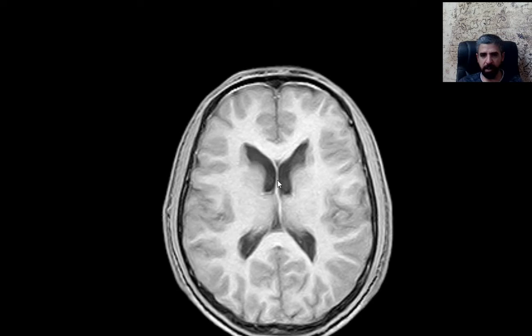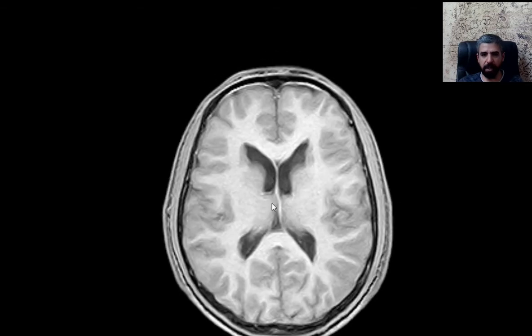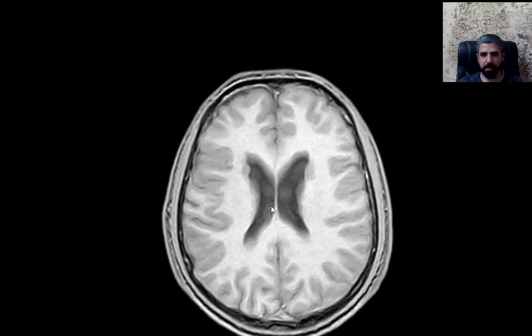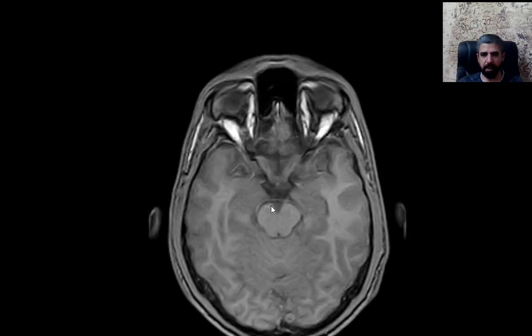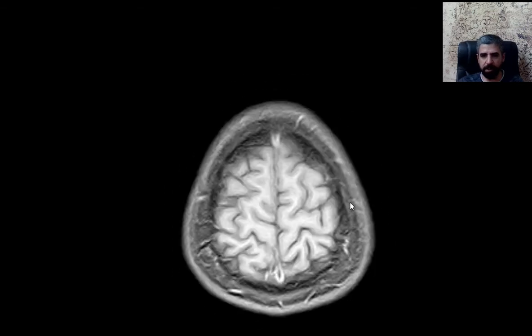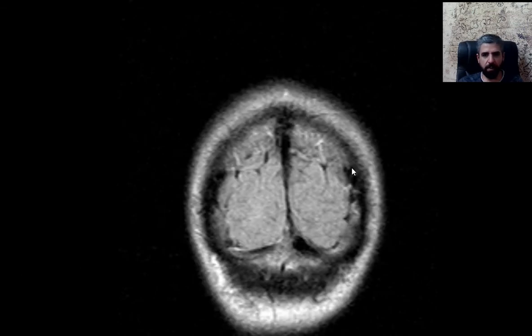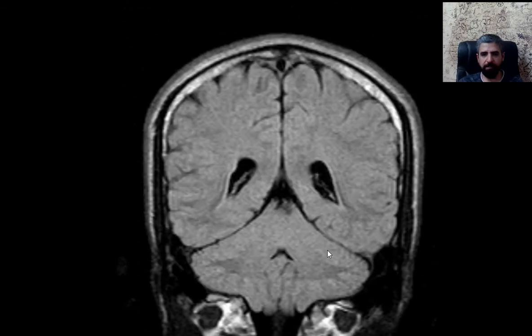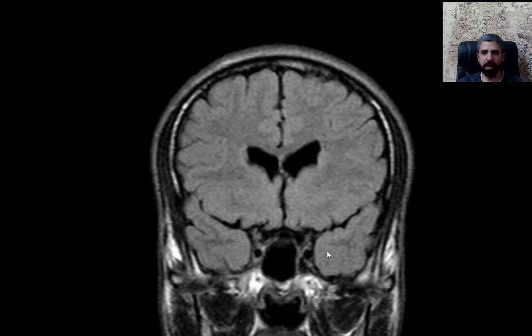So this is the T1 weighted image, and as we said, you can know this is a T1 just by looking at the CSF, which is dark, indicating a T1 weighted image. And again, you can see that there is no midline shift and no signs of bony destruction, for example, or anything else.